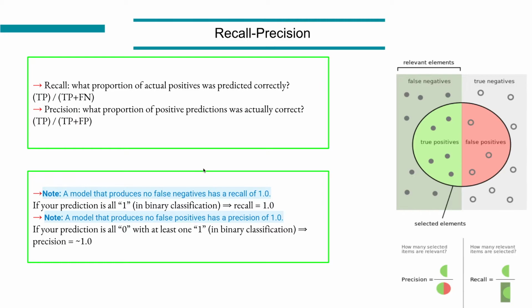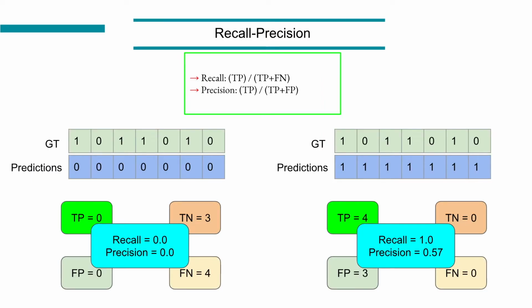Yeah, so if your model produces no false negatives, it has a recall of 1. For example, if your prediction is all 1 in binary classification, your recall would be 1, right? If your model produces no false positives, that means the precision is 1. That means your prediction is all zeros. Your precision would be very close to 1. That means all predictions were indeed the true ones.